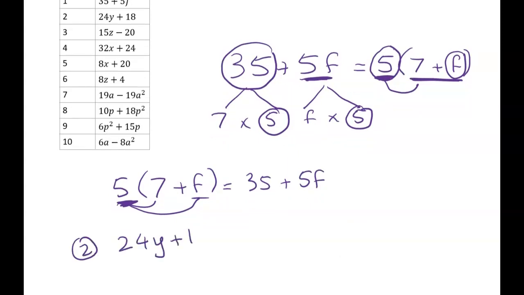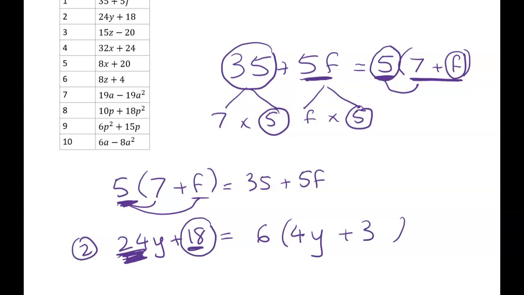24y plus 18. The highest common factor of 24 and 18 is 6. So to factorise it, I'm going to have 6 times. Now I ask, 6 what's will get me back to 24? 6 fours, and I need to end up with 24y. So far, I've got 6 times 4 is 24, so I need to times by y. Next, I do the same thing with the 18. 6 what's will give me 18? 6 threes.